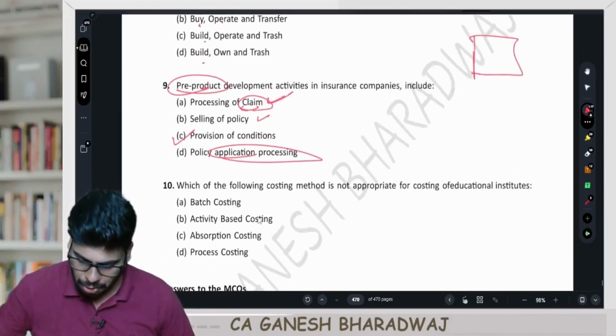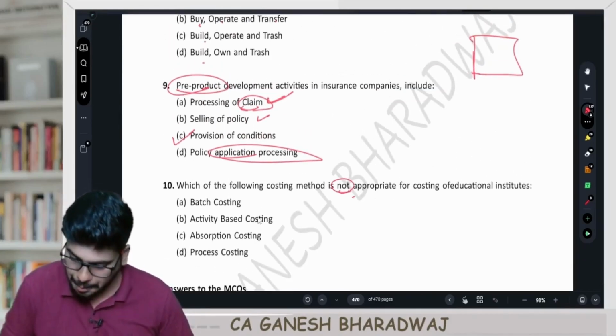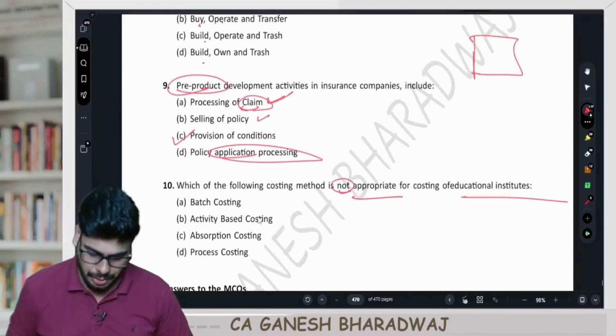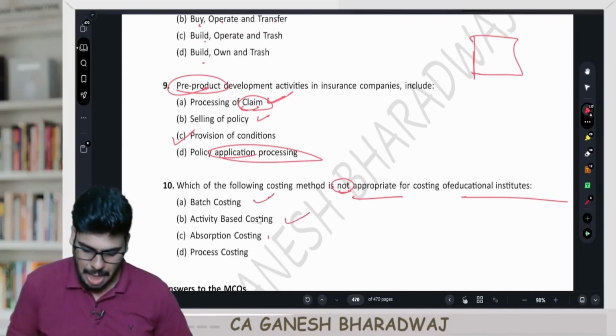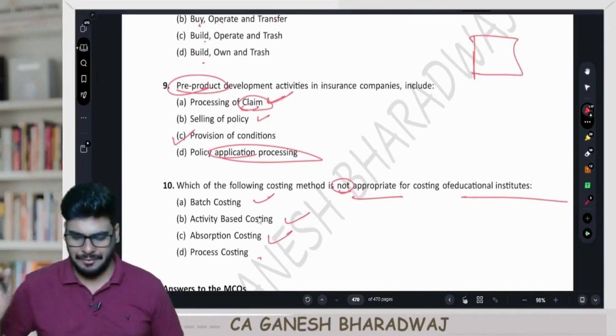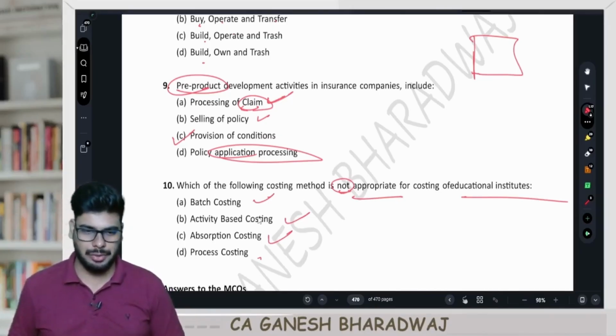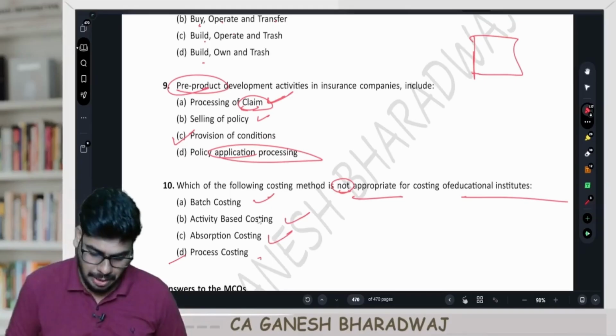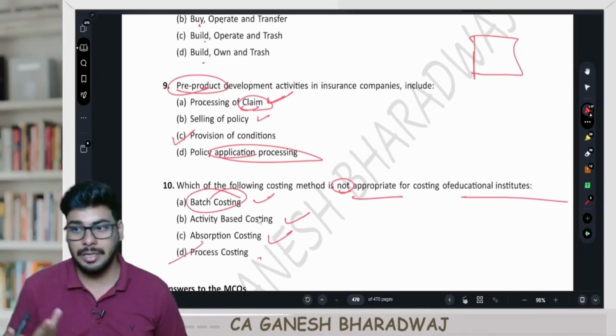Next, which of the following costing methods is not appropriate for costing of an educational institution? Batch costing, ABC, absorption costing, process costing. Out of the four, which is definitely not appropriate for an educational institution? Obviously, process costing. Sir, can I use batch costing? Yes.